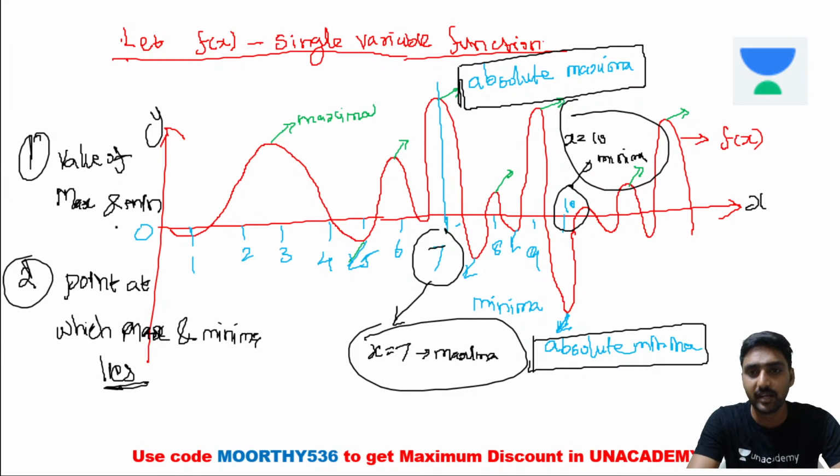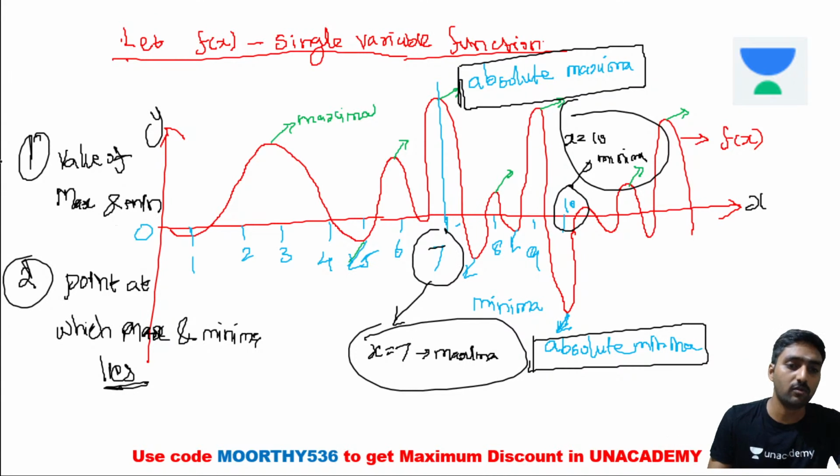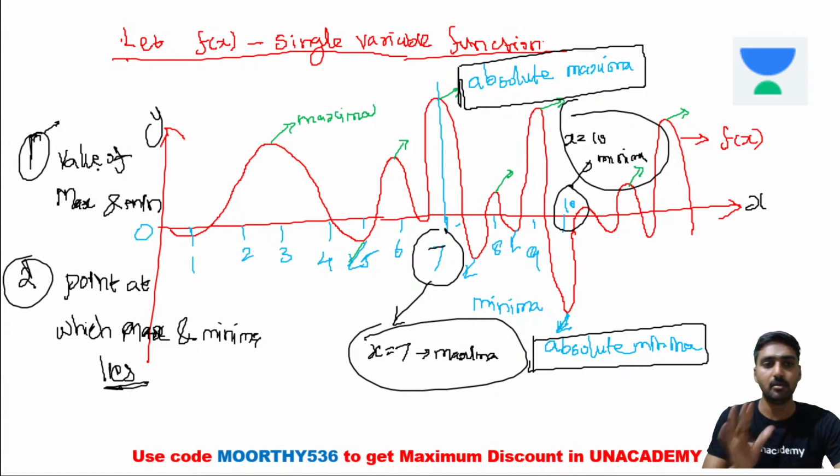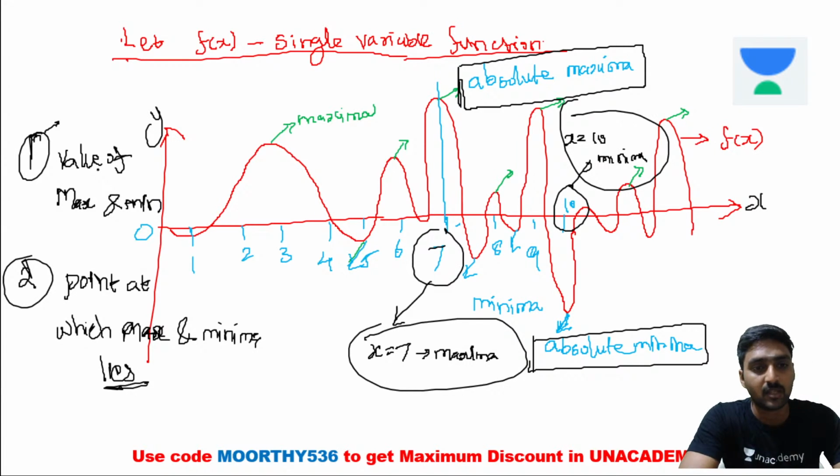Then how are we going to identify type 1? How to identify the maximum or minimum value, the first category. The maximum and minimum values are identified by using the first derivative method. The point at which maxima or minima lies, the second type, is found with the second derivative method.